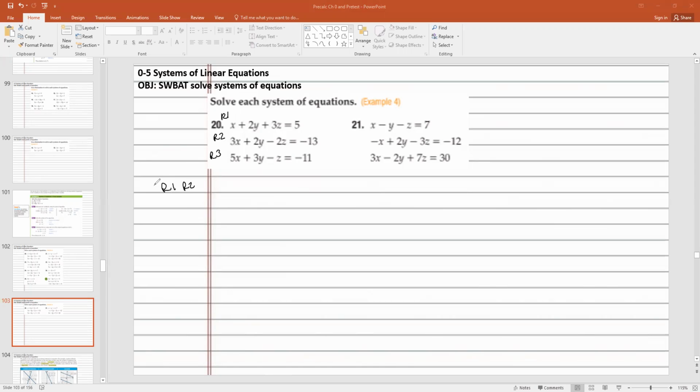Okay, so what I'm going to do is multiply row 1 by -3 to get an opposite of +3, because -3 times 1 is -3, which is going to get us the opposite and cancel out the x. And then I'm going to add that to row 2. So let's try it.